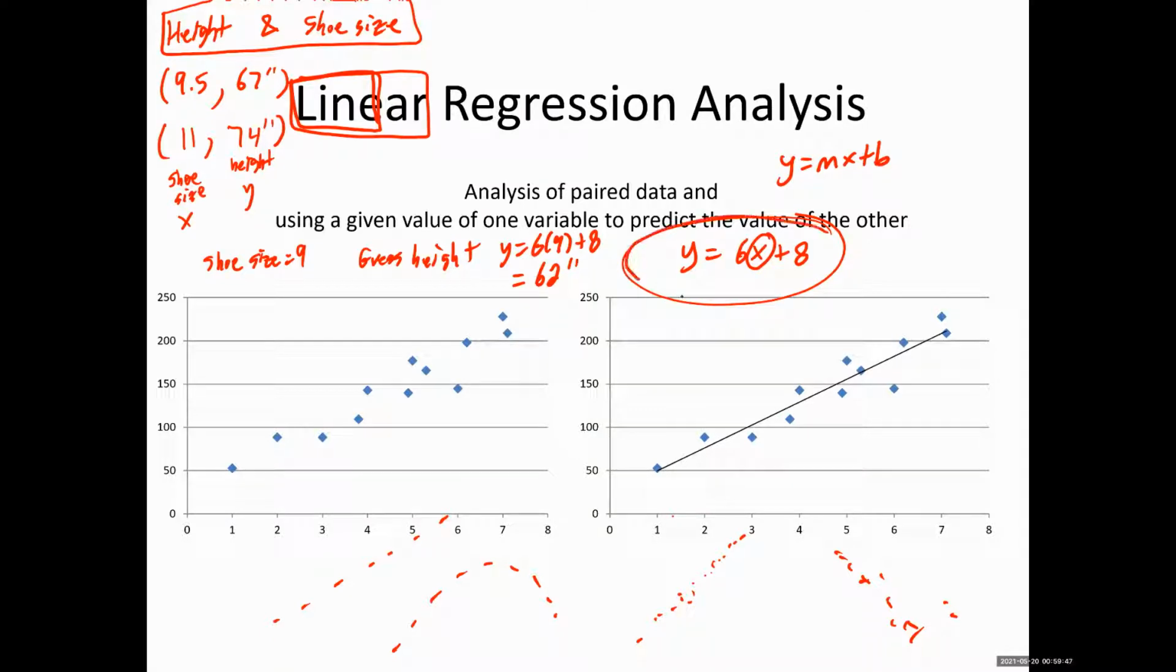So once you have the equation of the line, this is the line that's as close as possible to the dots in your scatter plot. Then you plug in the x that they give you, and you can predict the height.